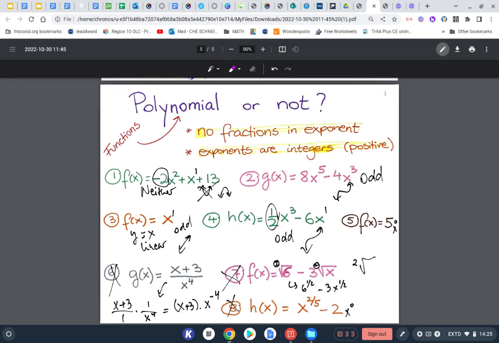You can use the calculator to check. This is y equals some number. What does that tell me? That's a horizontal line, guys. Horizontal line. Okay. And is it odd or even? x to the power of 0, we're going to call it even.